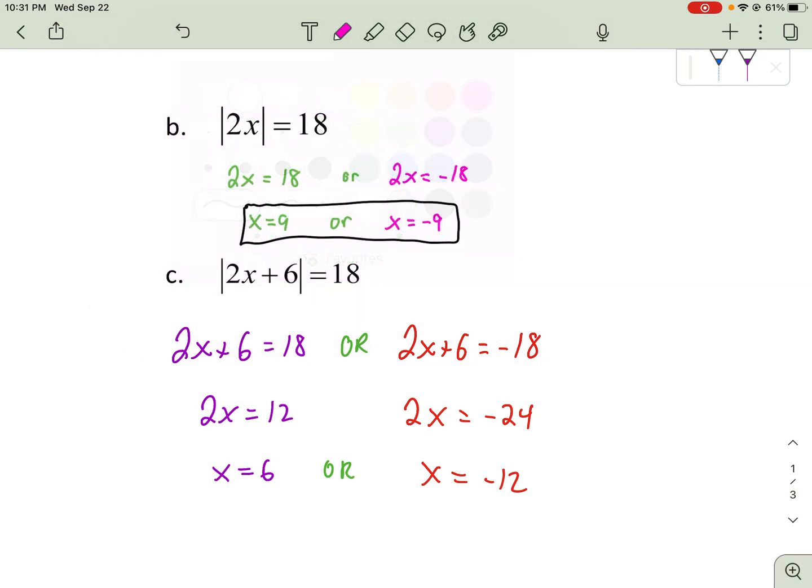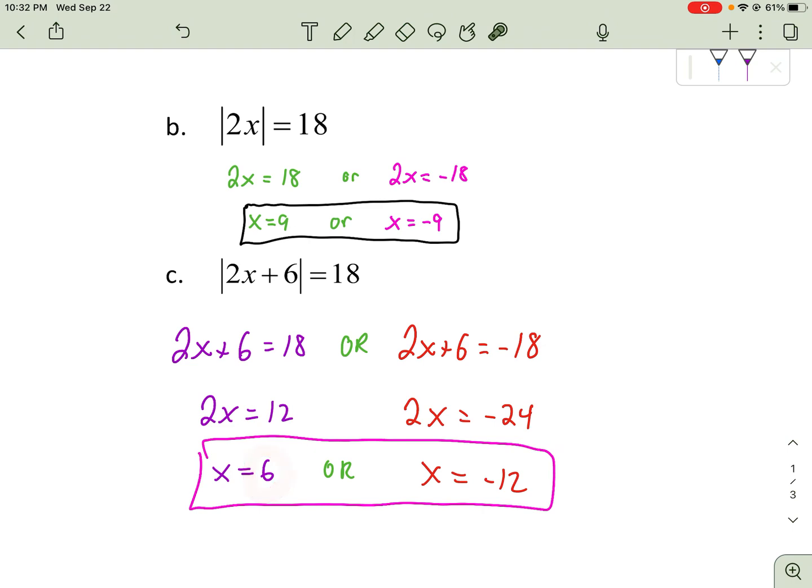So now, if you take these answers, so take 6, plug it in right here, and you get 2 times 6 is 12, plus 6 is 18. Absolute value of 18 is 18. Plug in negative 12, and you get 2 times negative 12 is negative 24, plus 6 is negative 18. Absolute value of negative 18 is 18. That's why we set the inside equal to either 18 or negative 18, because either way, when you take the absolute value of it, since it means distance from 0, you will get 18 as your answer.